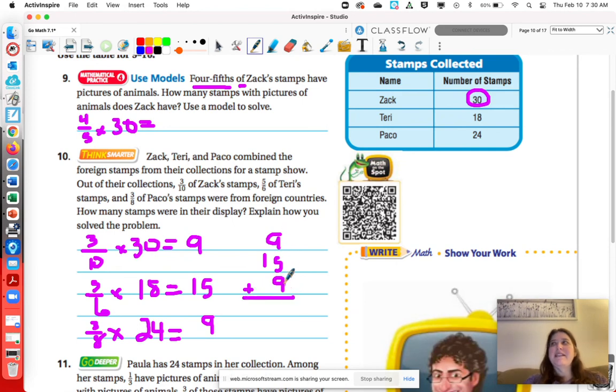So there's 9 plus 9 is 18. I'm going to regroup those. 18 plus 5, 18, 19, 20, 21, 22, 23. Put the 3 down, carry the 2, and 2 plus 1 is 3. So 33 stamps.